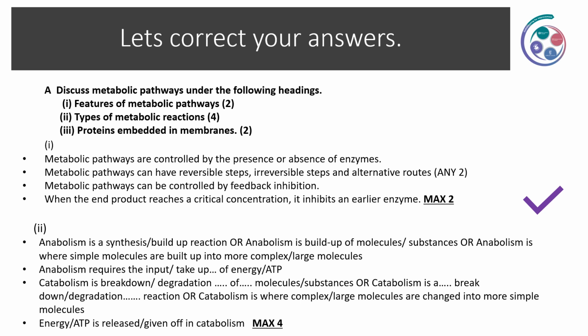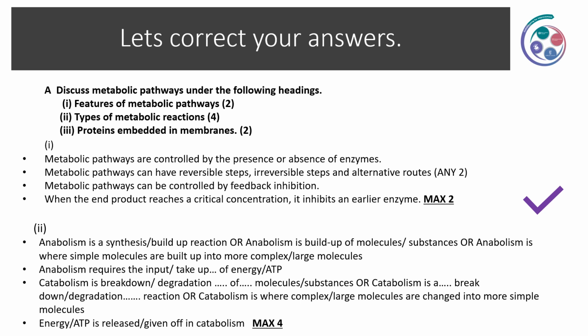So you would be awarded a mark for stating that metabolic pathways are controlled by the presence or absence of enzymes. You will get a mark for stating any 2 of metabolic pathways having reversible steps, irreversible steps, and alternative routes. You will be awarded a mark for stating that metabolic pathways can be controlled by feedback inhibition, and a mark for saying when the end product reaches a critical concentration, it inhibits an earlier enzyme. Again, I would not encourage you to only write 2 bullet points for this. If you know to write more, then write as much as you know.